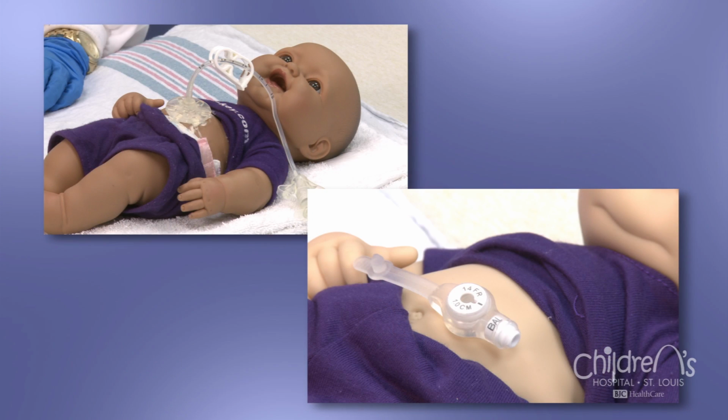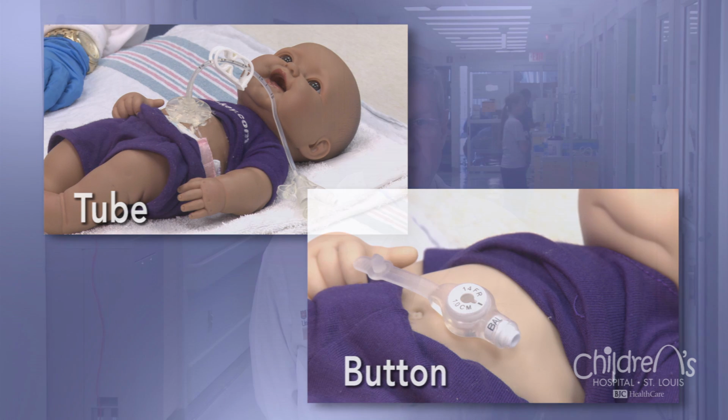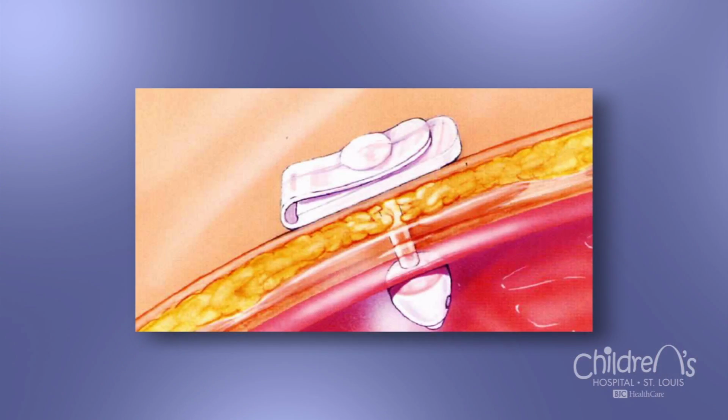There are two basic types of tubes. One is a longer tube, and one is called a button, which is more at the skin level. Sometimes a button can be placed up front as the initial operation, and sometimes a longer tube is placed, and that can be switched over to a button in children in whom that's an appropriate option.